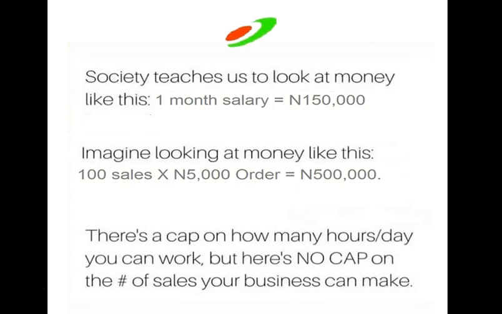You make sales. Let's say you have 100 sales at 5,000 naira per order. So you are making a total of 500,000 naira. And that happens within the same range of 1 month. And it could even happen in 2 weeks. It could happen for less, and you can even scale it up. What are we saying? You see, there's a difference between exchanging your time for money.